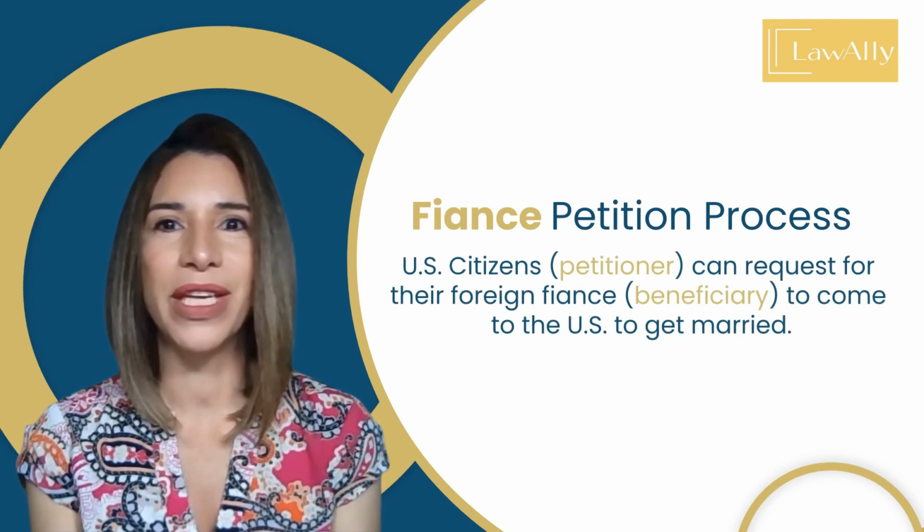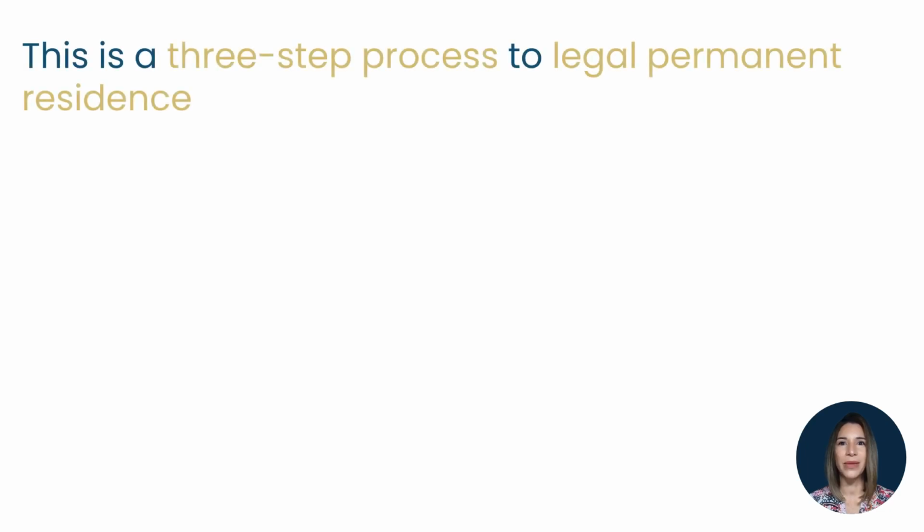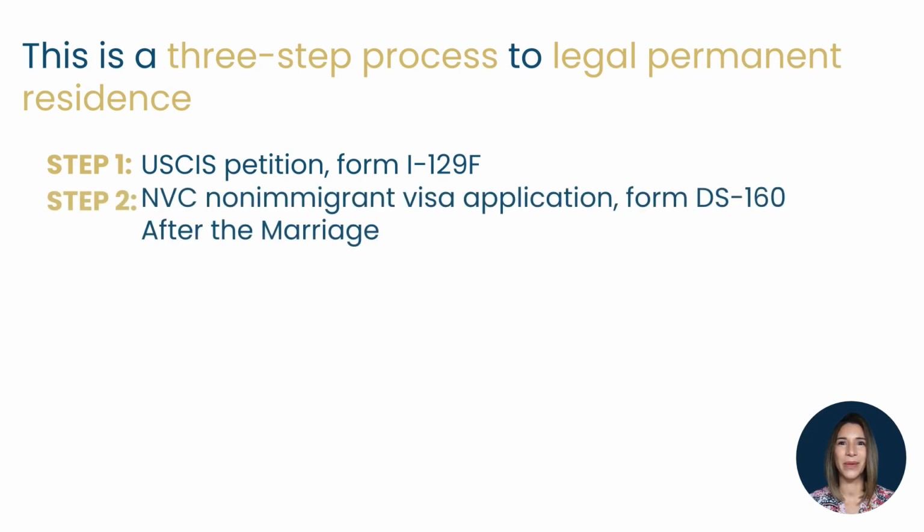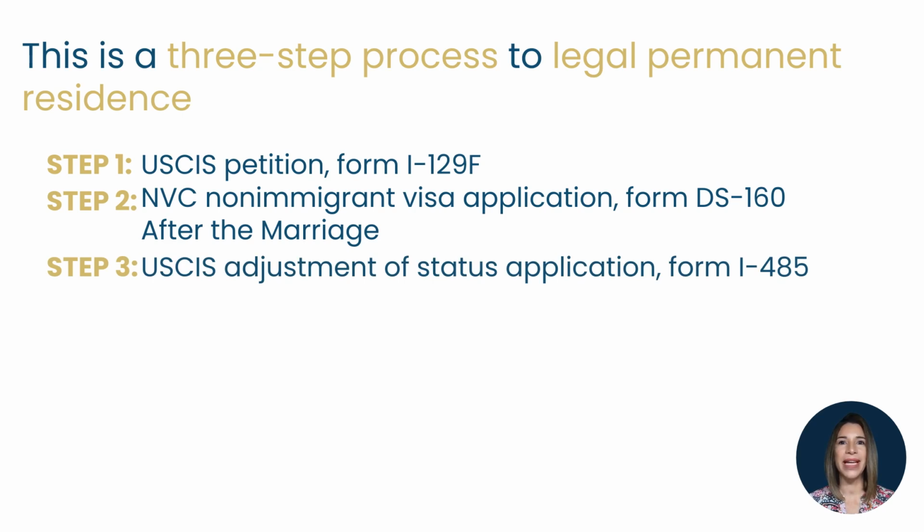U.S. citizens, petitioner, can request for their foreign fiancé, beneficiary, to come to the U.S. to get married. This is a three-step process to legal permanent residence. Step 1. USCIS Petition, Form I-129F. Step 2. NVC Non-Immigrant Visa Application, Form DS-160, after the marriage. Step 3. USCIS Adjustment of Status Application, Form I-485.